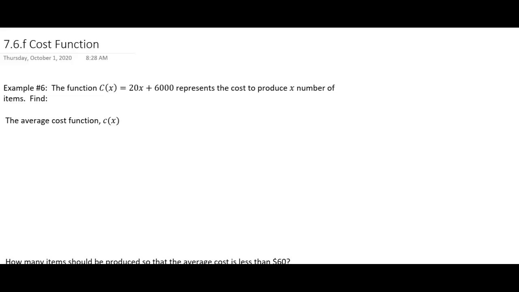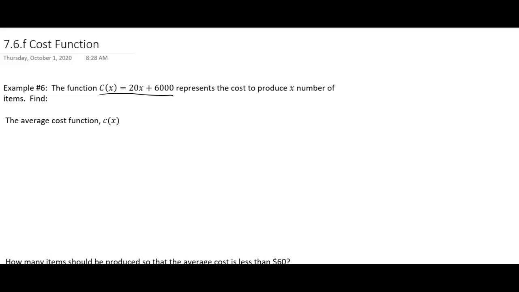In this example, we have a problem dealing with a cost function, so it's like a real-world application in a business problem. It says here's a function C of x equals 20x plus 6,000, and it represents the cost to produce x number of items. So you're in business, producing bikes or something, and this is how much it costs to produce 1,000 bikes or something like that.